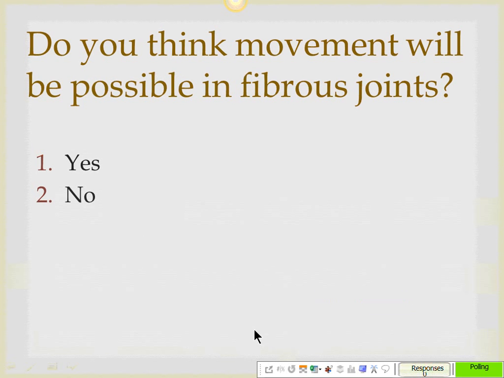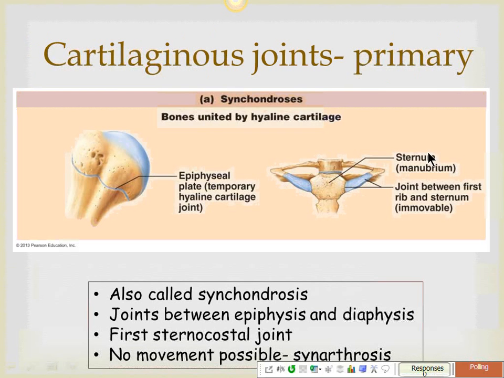Okay, well, I just told you the answer. So do you think movement is possible? No, right? Okay.